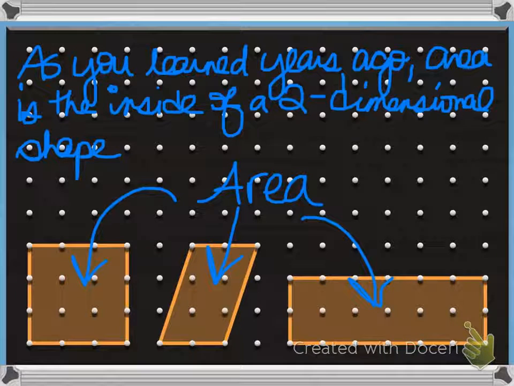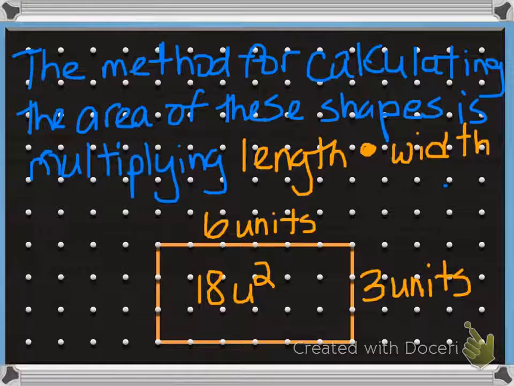As you learned years ago, the area is the inside of a two-dimensional shape, and the arrows here point to the area of the square, the parallelogram, and the rectangle. The method for calculating the area of these shapes is multiplying length times width. In this one, which is drawn to scale, this is 6 units long by 3 units wide. 6 times 3 is 18, so the area of the rectangle is 18 units squared.